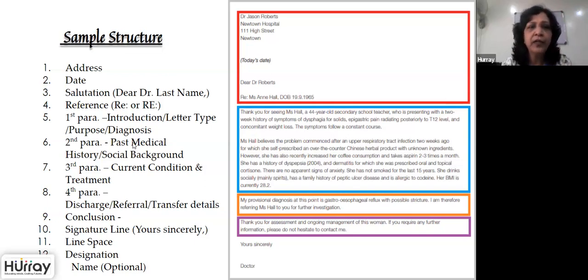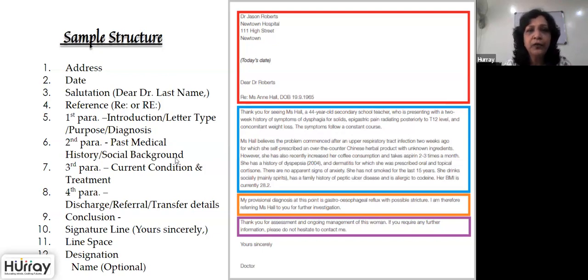In the second paragraph, you write the past medical history of the patient. That means whatever difficulties or health issues the patient has had before coming to your facility, that would be the past medical history.